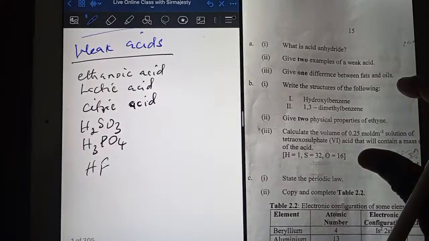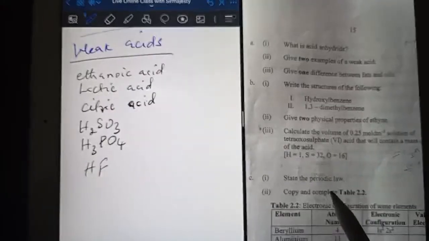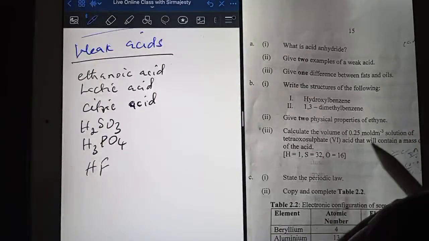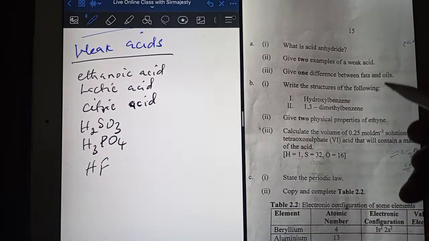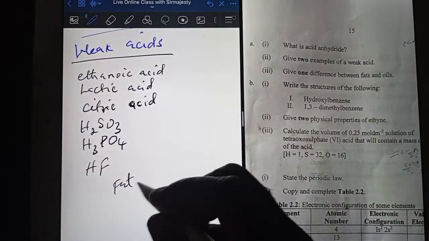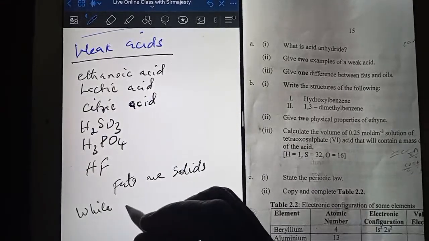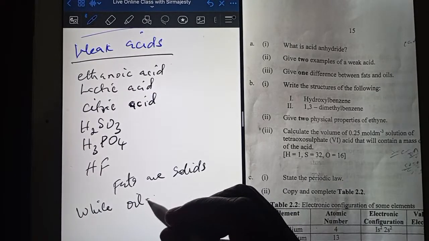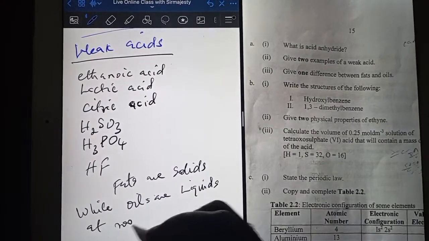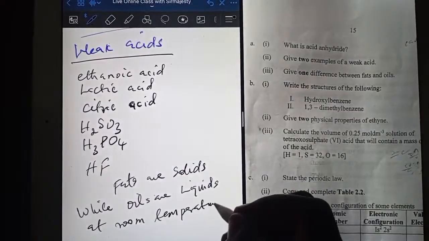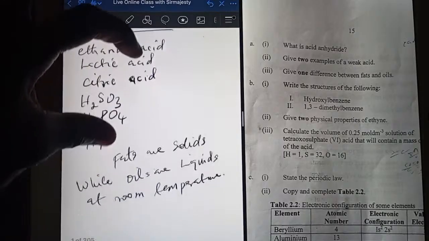Then the next one says, give one difference between fats and oil. At least fat is solid at room temperature, oil is liquid at room temperature. Fats are unsaturated, oils are saturated. So these are the major things that distinguish fats from oil, at least their states at room temperature. Fats are solids at room temperature, while oils are liquids, even though some of them might be volatile. Liquids at room temperature. So then I told you again that fat is unsaturated while oil is saturated.